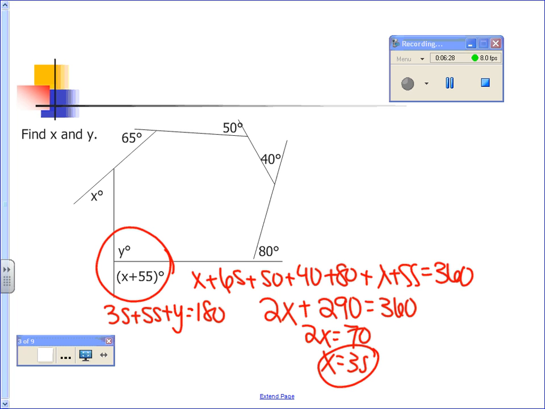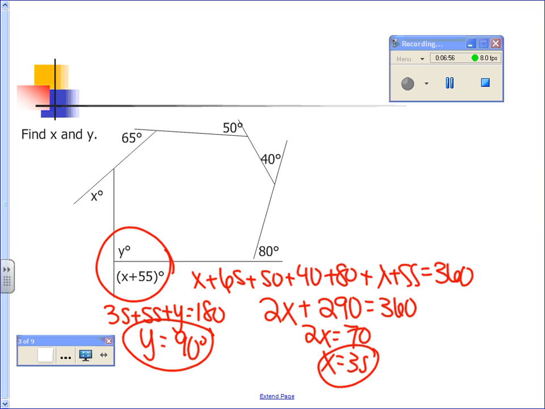Do you agree that these are a straight line, so they have to add up to 180? Does that make sense? This looks like a right angle, right? Could you have assumed that it was? Just because it looks like a right angle doesn't mean it is. Any questions? Y'all see how that works?